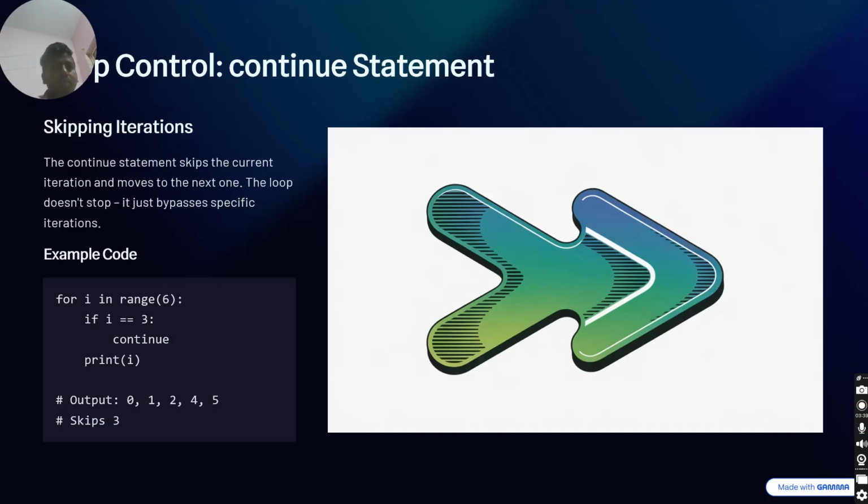The next one is the loop control continue statement. It skips only the statement which satisfies the condition, and it will not disturb the iteration. It will continue the iteration from the next item onwards. Here you can see for i in range of 6, if i double equals 3, continue. So it skips only the value 3 and prints 0 to 5. It will not disturb the flow of the sequence.